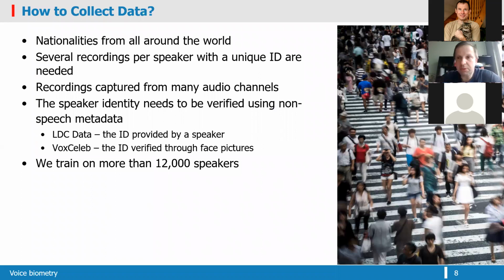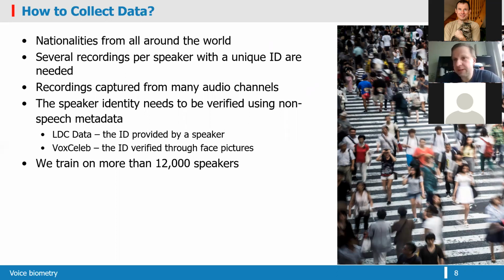Then we need a model, but to build a good model, we need a lot of data. So what data do we need, and how is it collected? We would like to have technology that can be used all around the planet. So we need data from many nationalities all around the world, and we need several recordings with the ID.